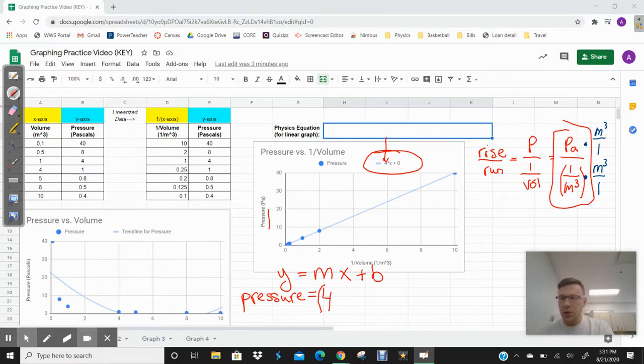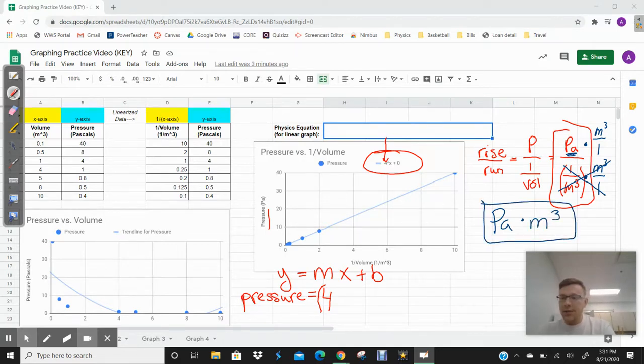So you can see what will happen here is that the meters cubed on the bottom is all going to cancel. Now what we're left with is pascals times meters cubed. Those would be our final units. Pascals times meters cubed, okay?